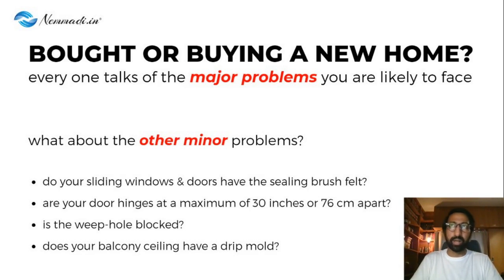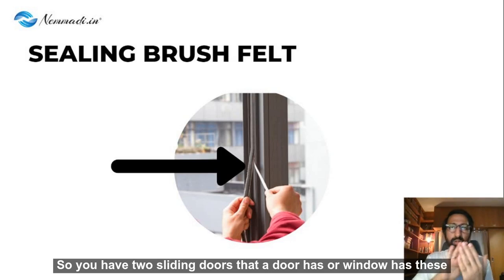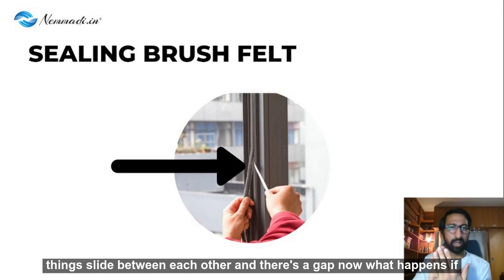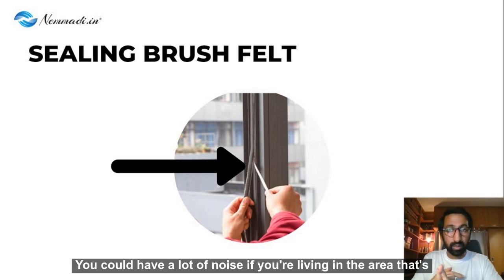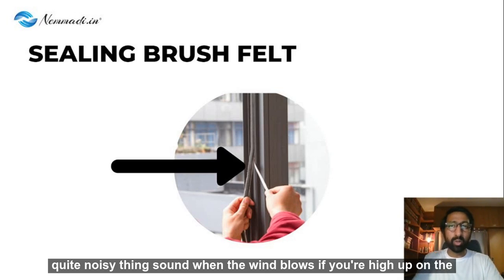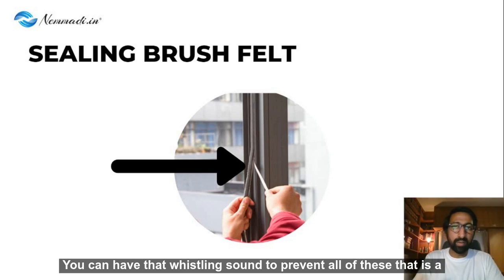Yeah, let's get started. So you have a ceiling brush felt, right? You have these sliding doors that a door or a window has. These slide between each other and there's a gap. Now what happens if there's a gap between the sliding doors? You could have insects come in, you could have dust come in, you could have a lot of noise if you're living in an area that's quite noisy, or you could have that whistling sound when the wind blows if you're high up on the 20th floor or 10th floor.